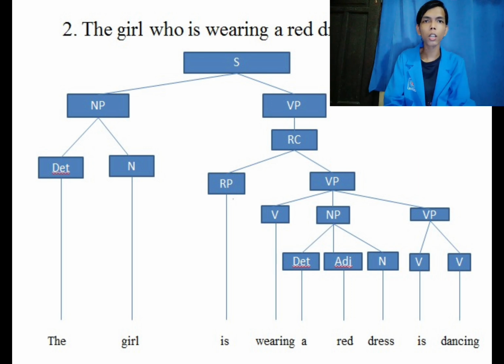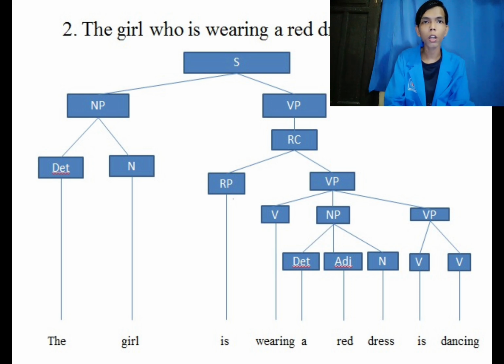The second is, the girl who is wearing a red dress is dancing. The girl who is wearing a red dress is dancing is a sentence. The breakdown: the girl is a noun phrase. The is a determiner. Girl is a noun. Who is wearing a red dress is dancing is a verb phrase. The breakdown: who is wearing a red dress is a relative clause.